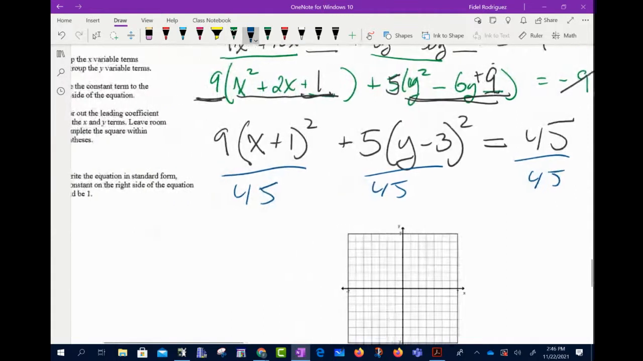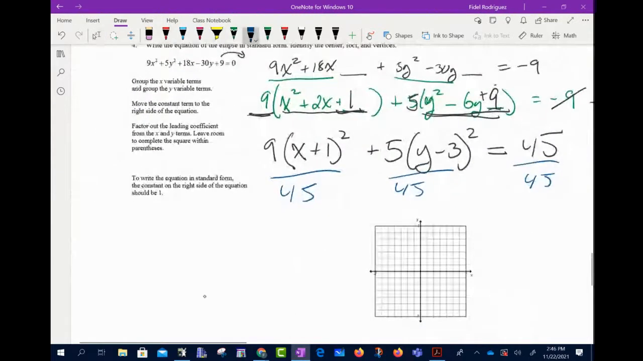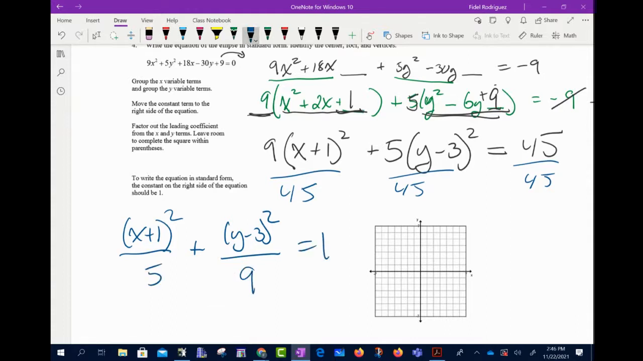Okay. So we're going to end up with (x + 1) squared over how much? Very good. Plus (y - 3) squared over how much? 9. Is equal to 1, right? Okay. We got this part done.